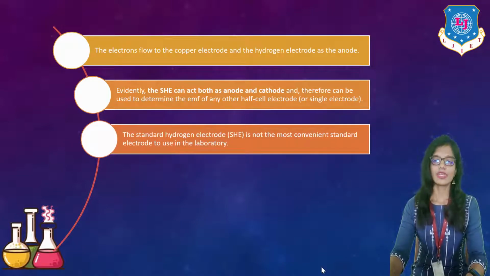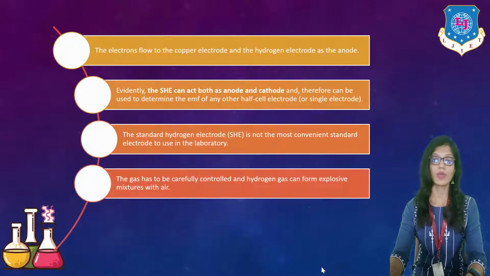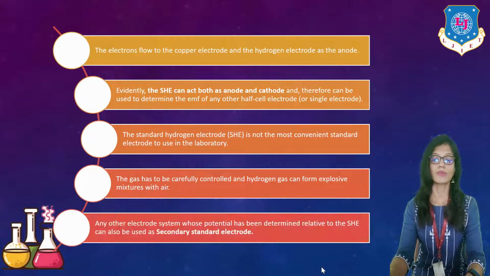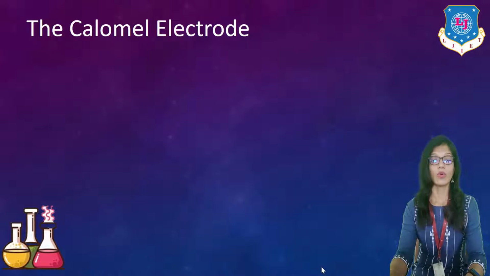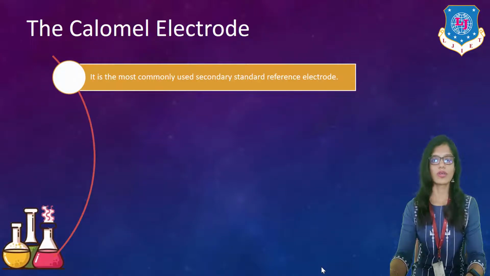Now the SHE, the standard hydrogen electrode, is not the most convenient standard electrode to use in the laboratory. The gas has to be carefully controlled, and hydrogen gas can form explosive mixtures with air. So we can't use it all the time. Any other system whose potential has been determined relative to SHE can also be used as a secondary standard electrode. Now our next electrode is the calomel electrode. It is the most commonly used secondary standard reference electrode.